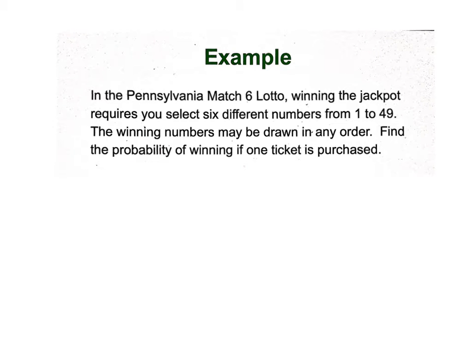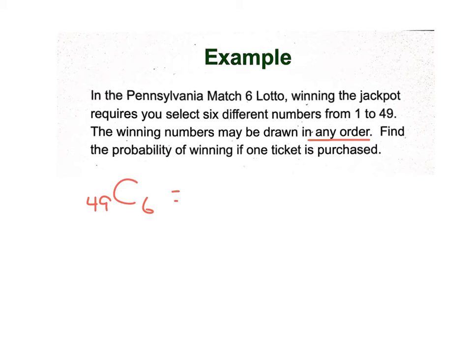Last one here. In the Pennsylvania Match 6 Lotto, winning the jackpot requires you to select 6 different numbers from 1 to 49. The winning numbers can be drawn in any order, so order does not matter, which means I'm doing a C problem. Find the probability of winning if one ticket is purchased. So how many different ways could they do this? There's 49 numbers altogether, and they're going to draw 6 of them. So that's going to be my total number.